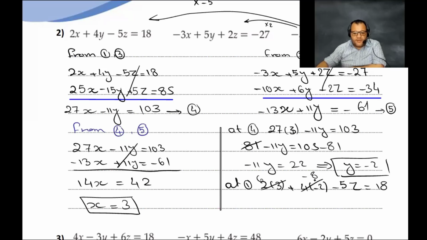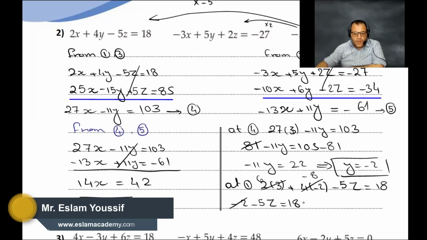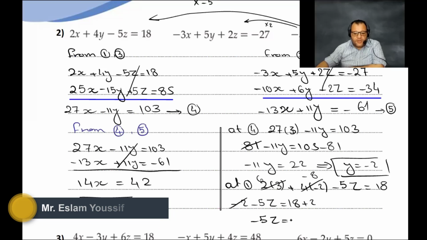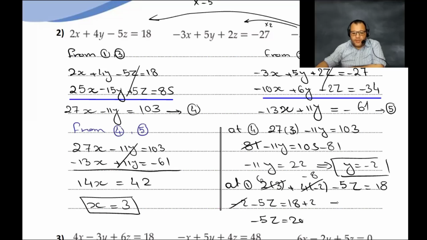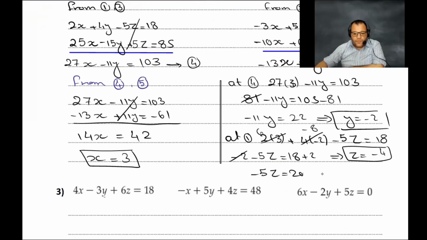So 6 and negative 8, negative 2. So negative 2 minus 5z equals 18. By adding 2, negative 5z equals 20. It means z equals negative 4. So the solution now will be negative 2, 3, and negative 4.